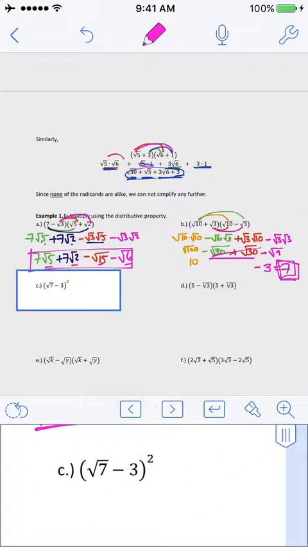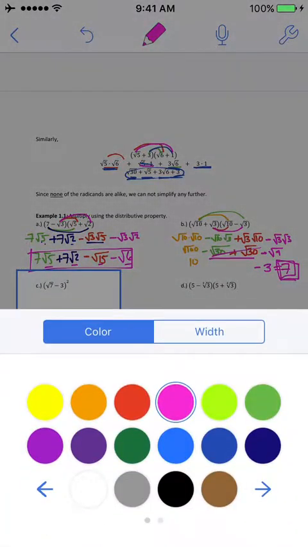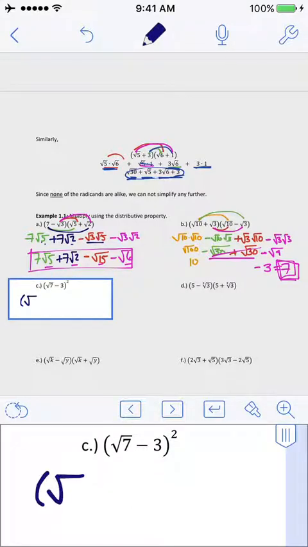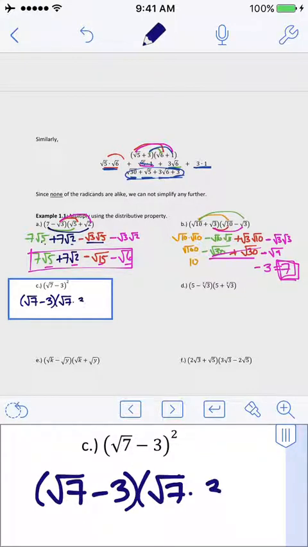Okay? Let's talk about this one. This one's super important as well. Root 7 minus 3 squared. Remember, I am not going to do that. Absolutely not. Do not distribute because there's a minus sign there. I can't. Instead, think of this as a root 7 minus 3 times a root 7 minus 3.